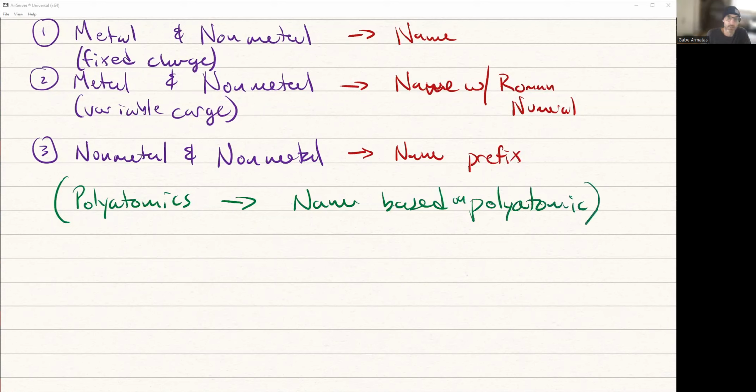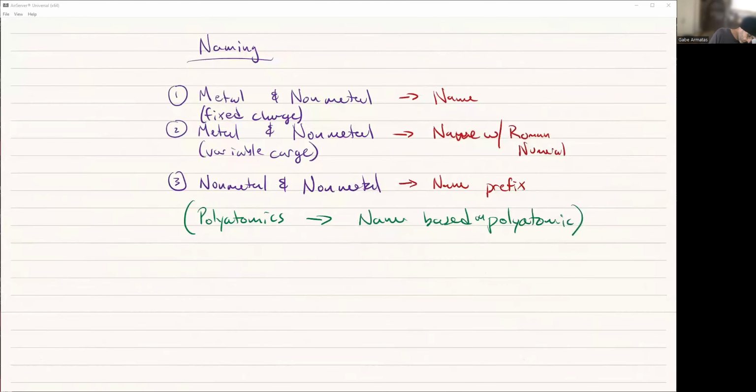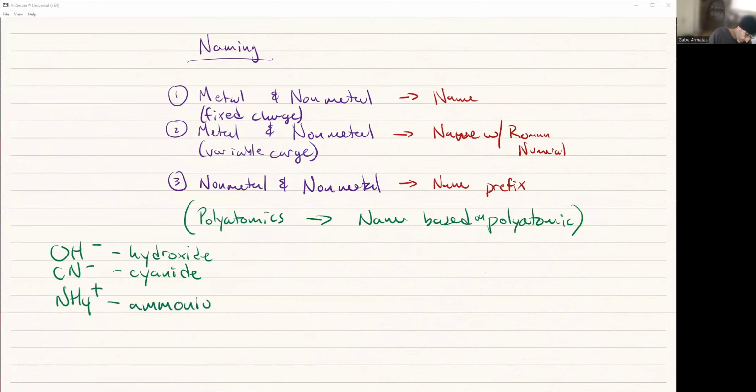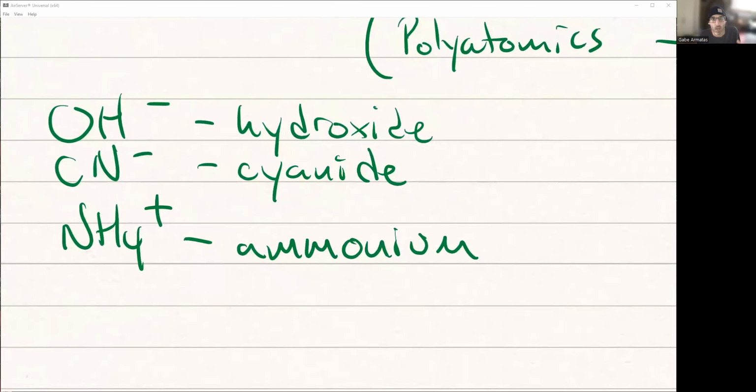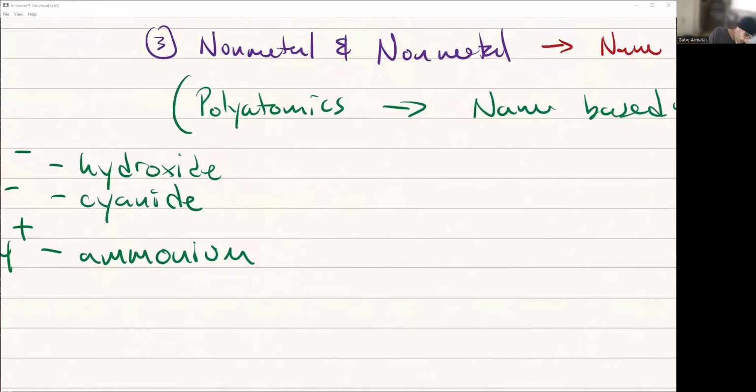Okay, so in the polyatomics, I'm just going to go through these quickly. There's a group of them. OH minus and CN minus are hydroxide and cyanide. There is one positive one that we're going to use, which is NH4 plus. This one is known as the ammonium ion, or just ammonium. And then there are different groups for different nonmetals.